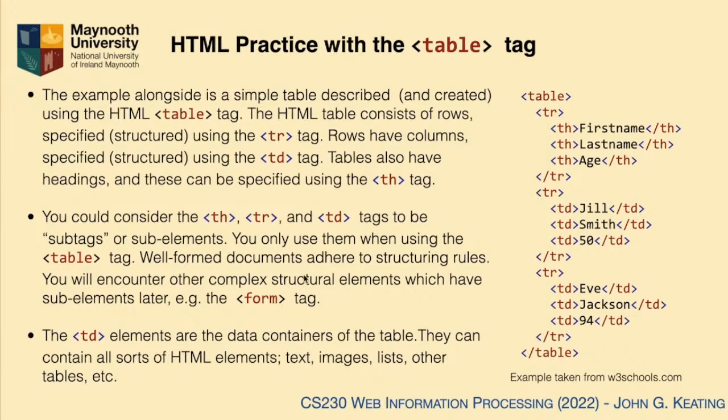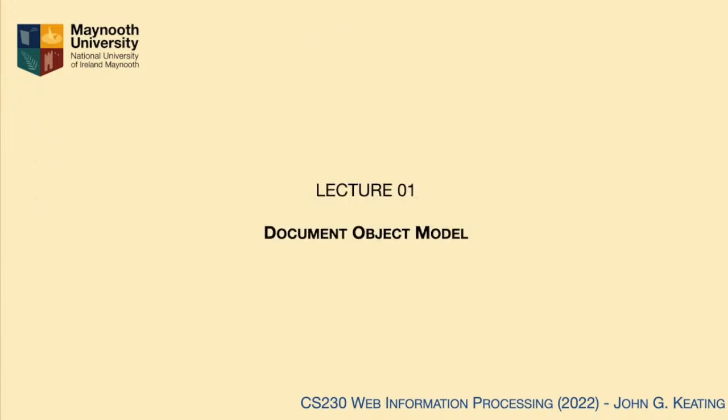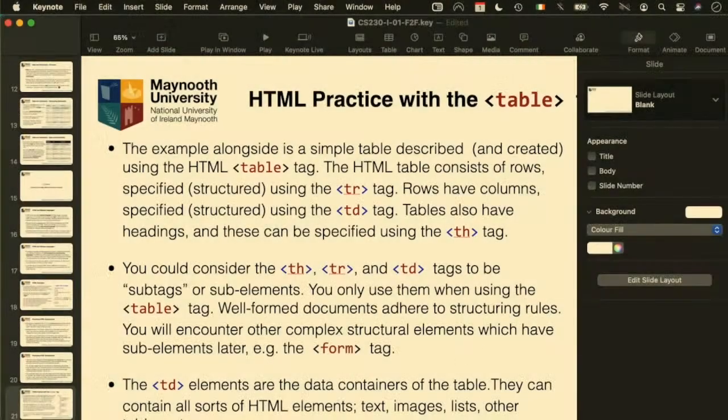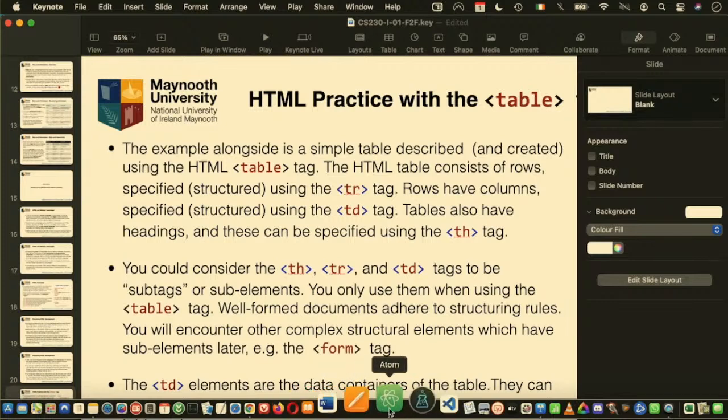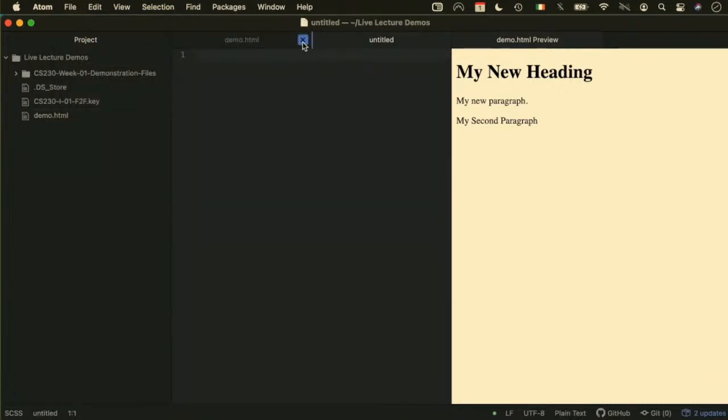So well-formed documents, as they're called, adhere to structuring rules. You'll see other ones like forms and so forth that have sub-elements and can be a little bit more complex, but they're very useful to have. The TD elements themselves are the data containers of the table, and they can contain all sorts of elements: text, images, lists, other tables, all that kind of stuff. So here's our table, and you can see this on W3 Schools. I could go and have a look at that. In fact, I think I have them saved already. Let me save this. I'll open the file.